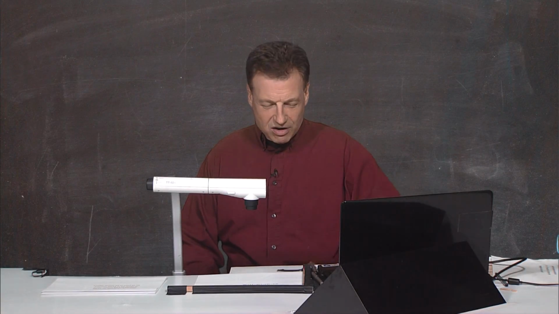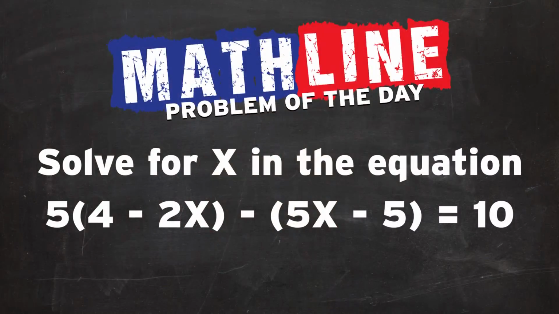Let's take a look at our problem of the day. It says we're going to solve for x in the equation. The equation looks kind of lengthy. We've got 5 times, and in the parenthesis, 4 minus 2x minus another parenthesis with 5x minus 5 in it. And then finally, it just equals a simple old integer value of 10. So let's see where this is going to take us.